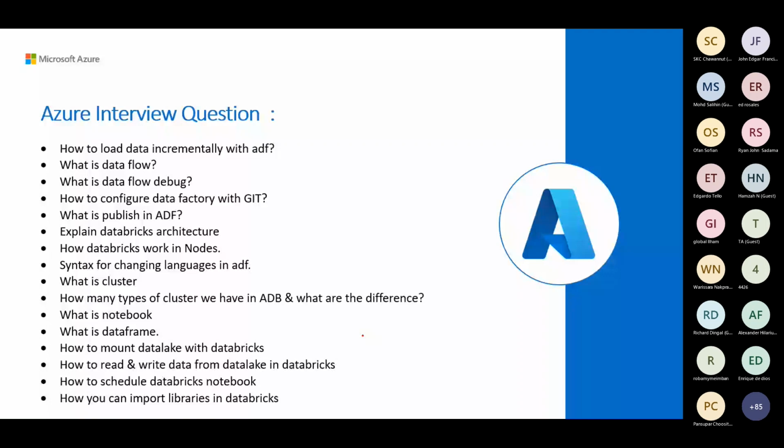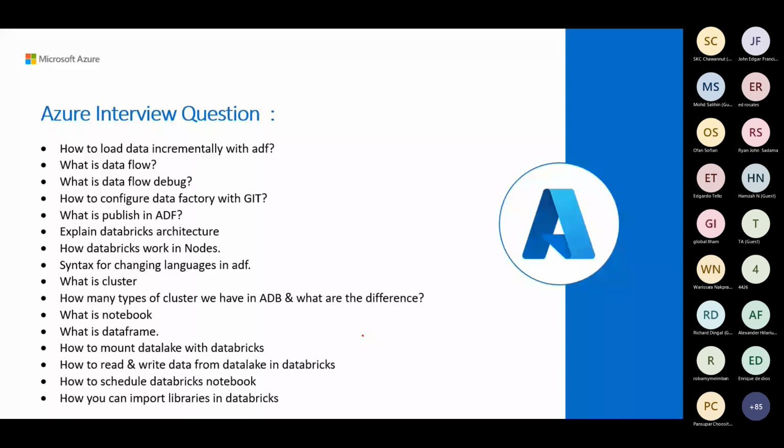And apart from that, you have some questions on the Synapse side also, that is your data warehouse. Like what is the difference between the dedicated pool and serverless pool? What is a Synapse data warehouse? What is the difference between a data warehouse and a database? What is the difference between Synapse and SQL? And what are the different types of distributions you have?